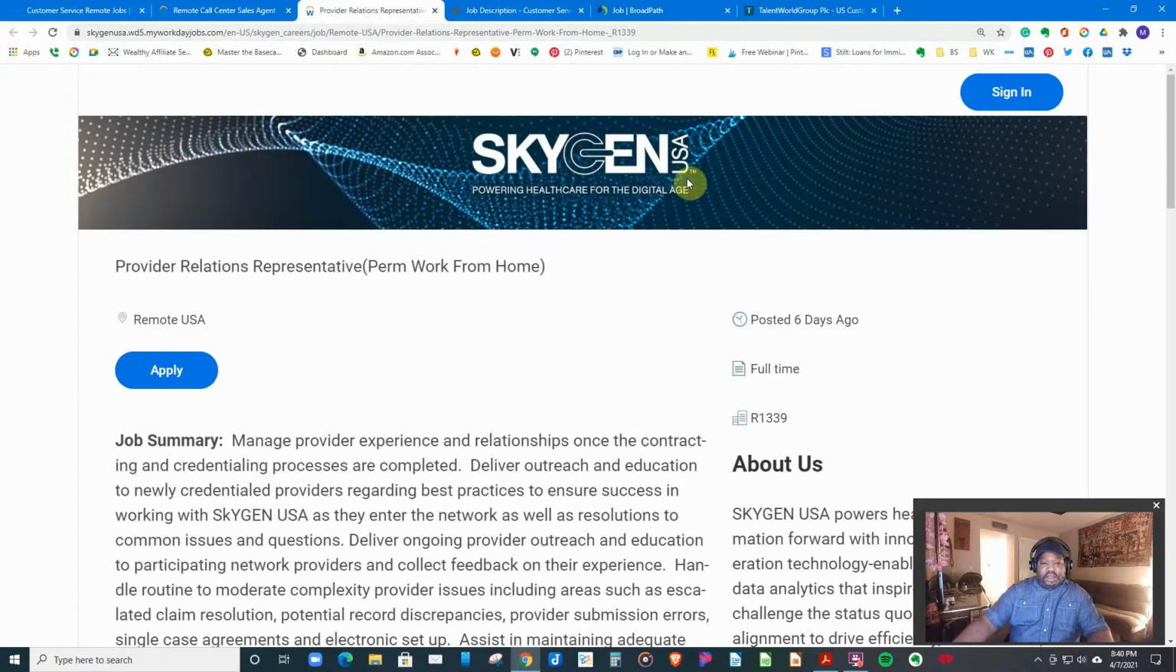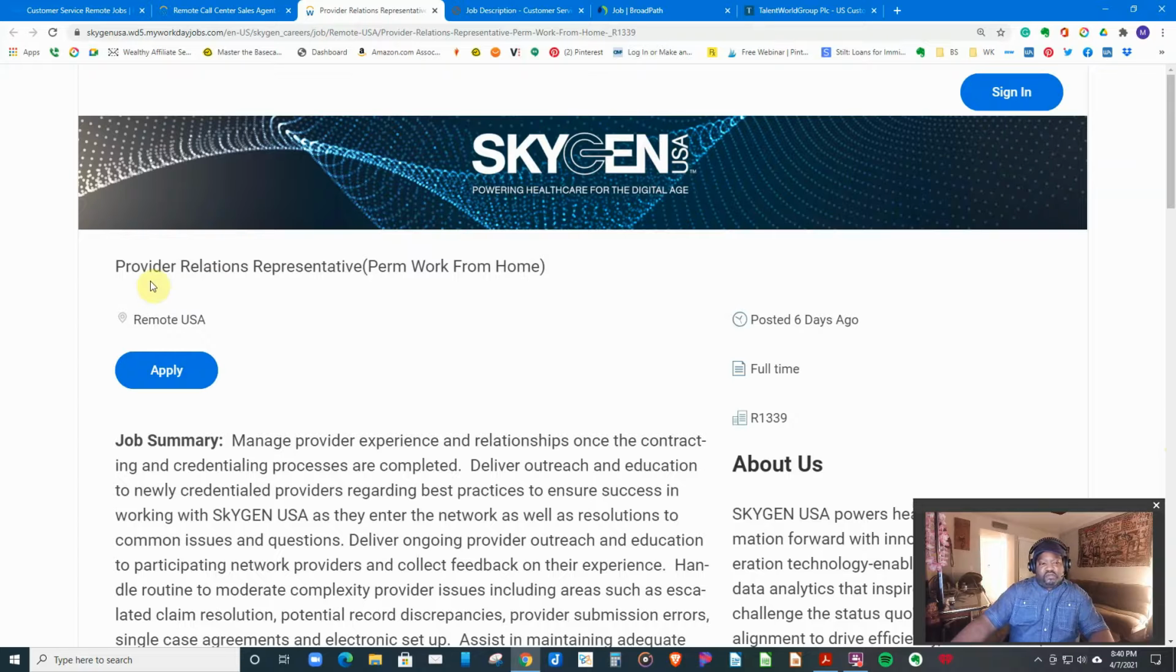The next one is SkyGen, and they're powering healthcare for the digital age. What SkyGen does is provide healthcare solutions for dental providers and optometrist providers. So any dentist who has their own practice, or any optometrist who has their own eye care practice, they help them run their practice by making things run more smoothly and more efficiently.